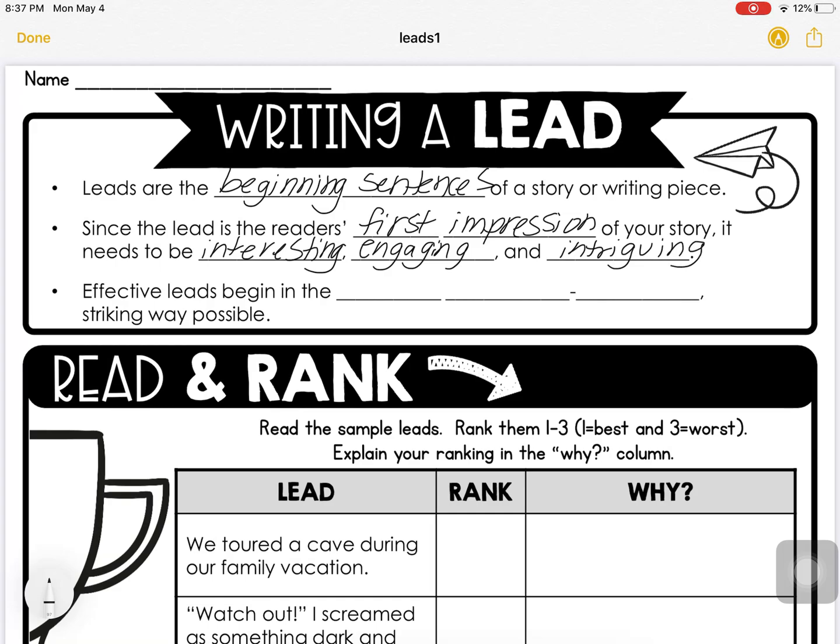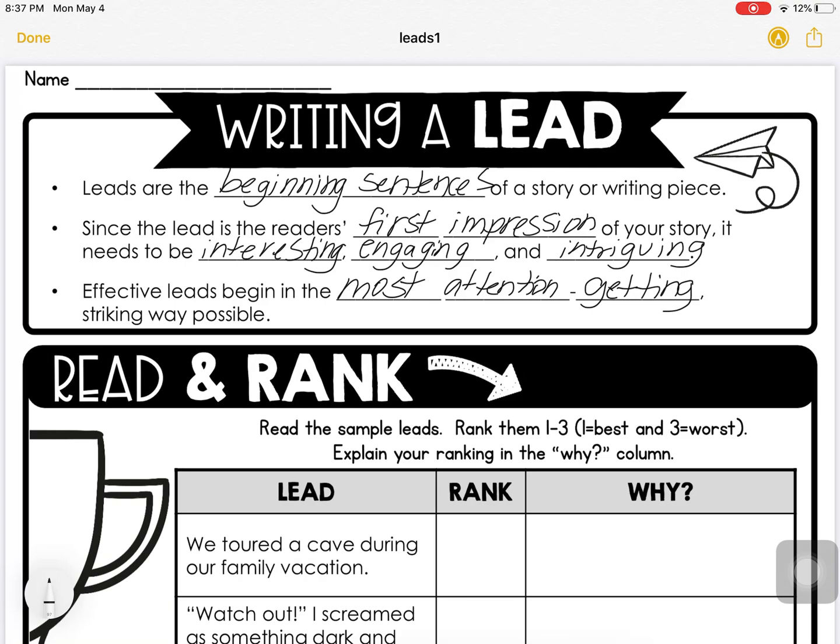Effective leads begin in the most attention-getting, striking way possible.